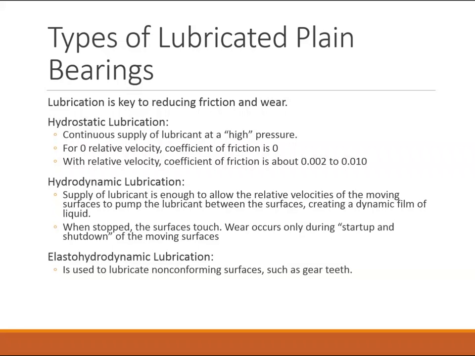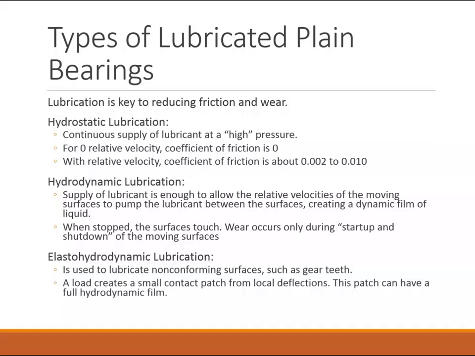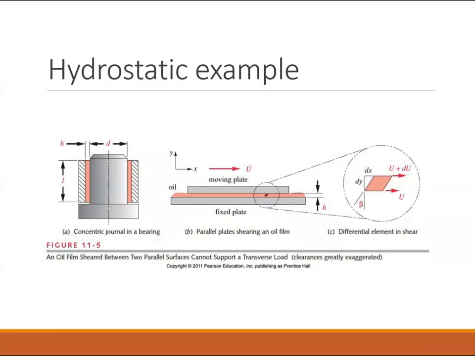And then the last one is elasto-hydrodynamic lubrication. This is specifically used to lubricate things like gear teeth or cams, anything that's going to have a point contact. If you have a point contact, all of the force has to be distributed into practically no area, so you have to have some sort of deformation. When that deformation occurs, you have some local deflection, and this patch where the local deflection occurs is where the film can develop. So even though you don't have film on most of the contact, you will develop a film exactly where the deflection occurs.